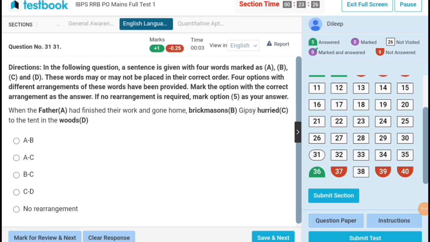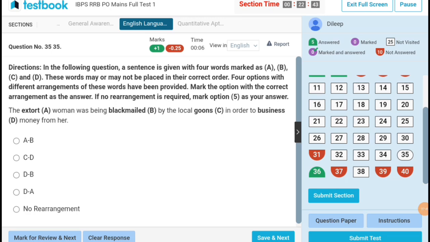When the father had finished their work and gone home, the businessman was being blackmailed by the local gangs in order to extort.